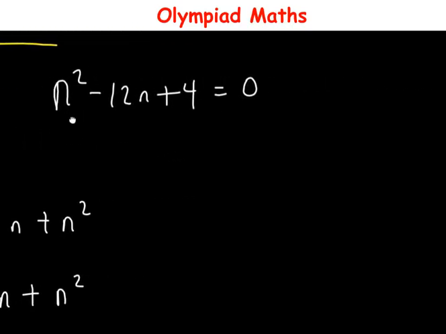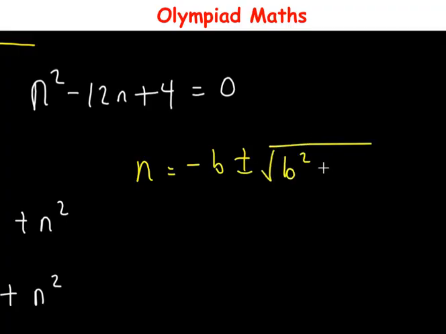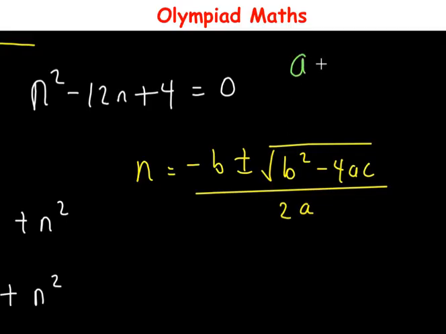So to then solve this equation, which is a quadratic equation, we can simply make use of the quadratic formula. So to solve for n, the formula is given by n is equal to minus b plus or minus square root b squared minus 4ac all over 2a. Now, in this case, the value of a is equal to the coefficient of n squared, which is 1, the value of b is the coefficient of n, which is minus 12, while the value of c is the constant, which is plus 4.